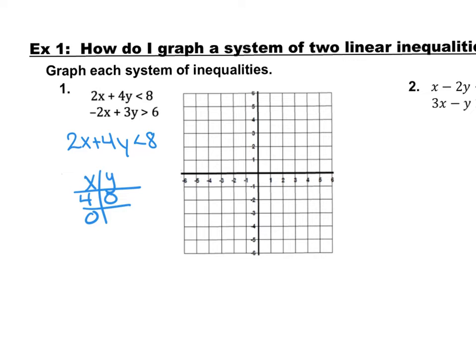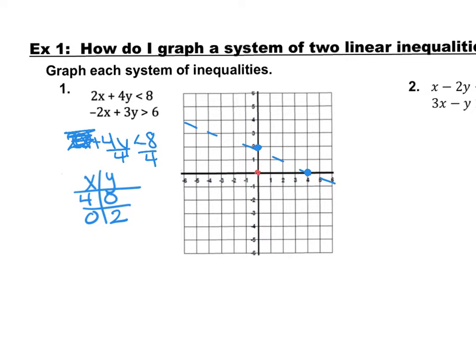So now we'll plug in the 0 for x. That goes away. Divide by 4. And y is equal to 2. All right, so our first one then that we're going to graph is we would start at the 4, 0 for the x-intercept. And then the y-intercept is at 0, 2. And this has got a less than sign. I need to test to see which direction we're going to shade in, but because of that, I know that I have a dashed line.